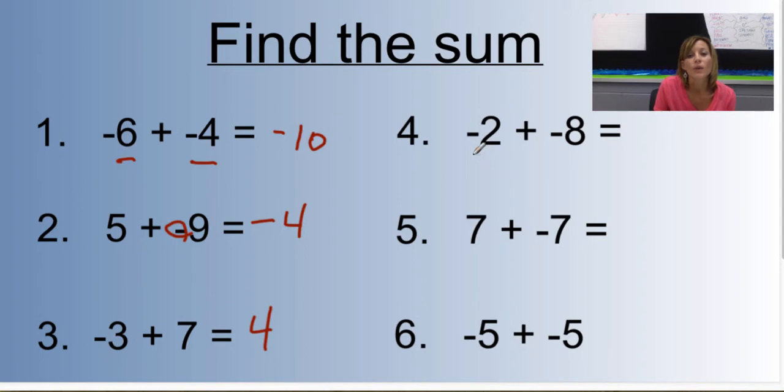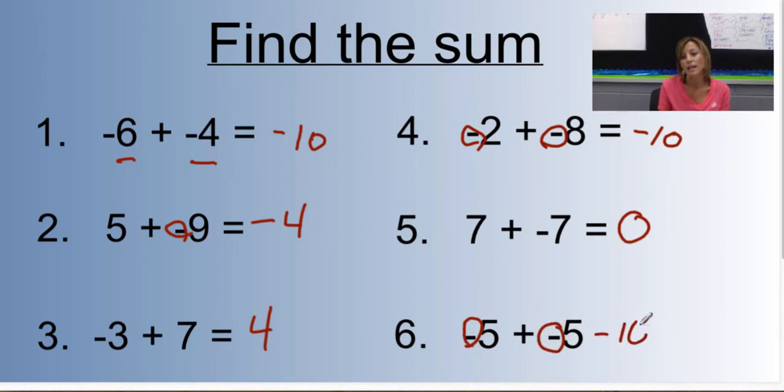Number 4, we have same signs. They're both negative. You're going to continue to the left on the number line. So same signs, add them up. Negative 2 plus negative 8 is going to result in a negative 10. Number 5 is a 7 plus a negative 7. It looks like we have the additive inverse property. We're going to result in 0 because they're both 7 steps away from 0. And number 6, they are not opposites. They are same sign, so we add them up. Negative 5 plus negative 5 is going to result in a negative 10.